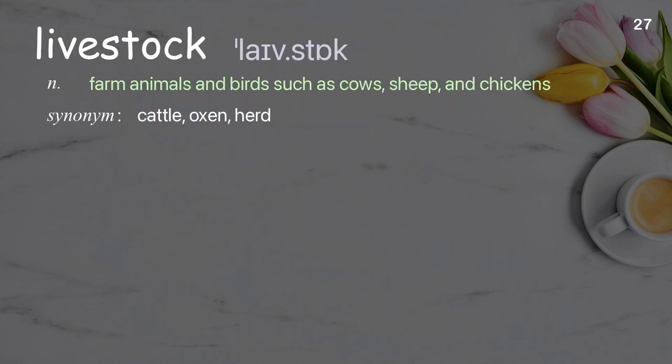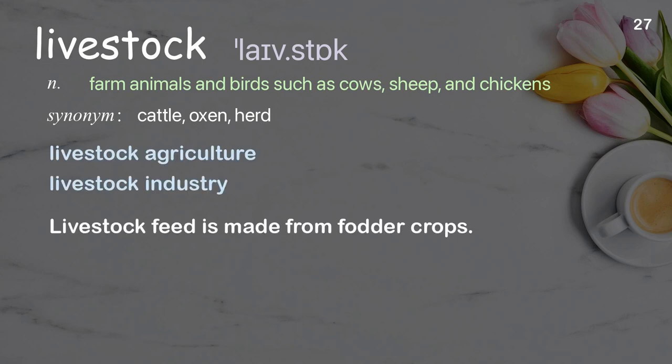Livestock. Farm animals and birds such as cows, sheep, and chickens. Examples: livestock agriculture, livestock industry. Livestock feed is made from fodder crops.